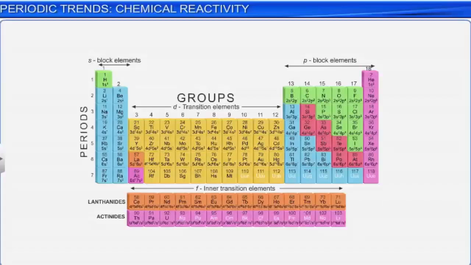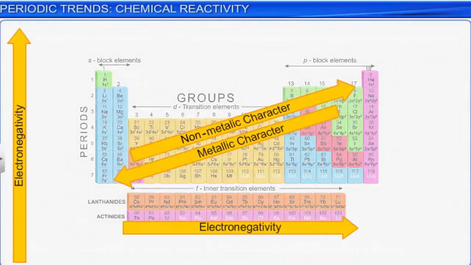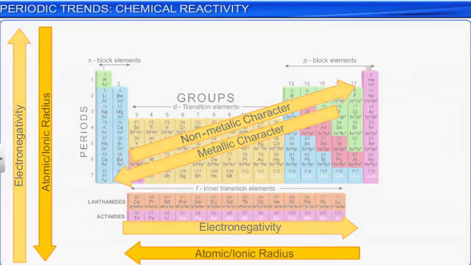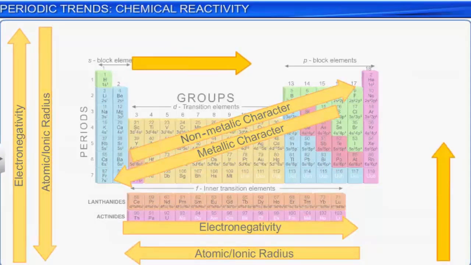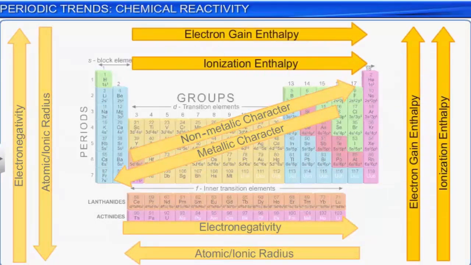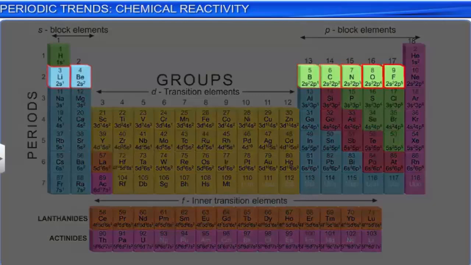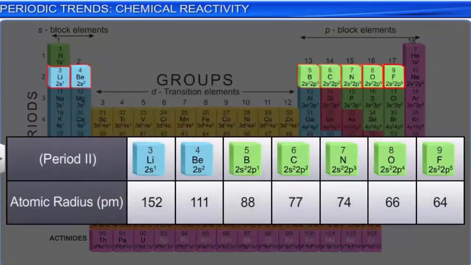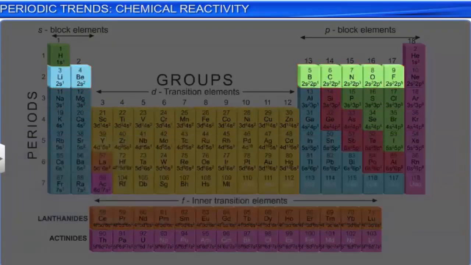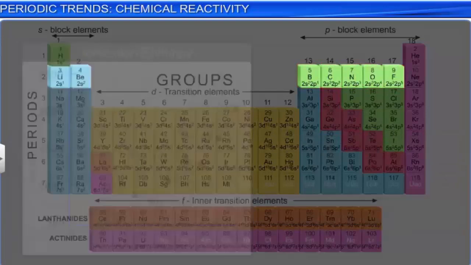You are already aware of the periodic trends in the fundamental physical properties such as atomic or ionic radii, ionization enthalpy and electron gain enthalpy of elements. Let's now see how the periodicity in these properties is related to the periodicity in the chemical reactivity of elements. While moving from left to right in a period, the atomic and ionic radii decrease. As a result, the ionization enthalpies increase and the electron gain enthalpies become more negative across a period.